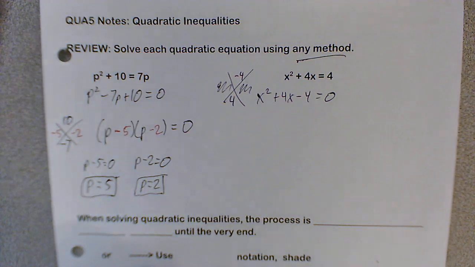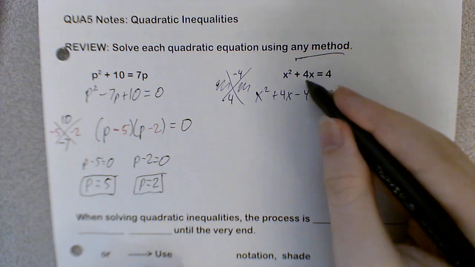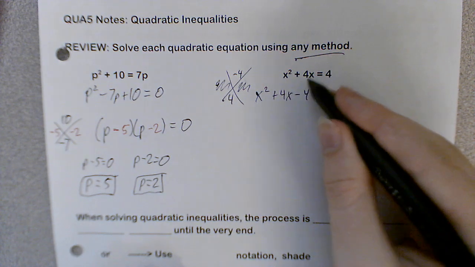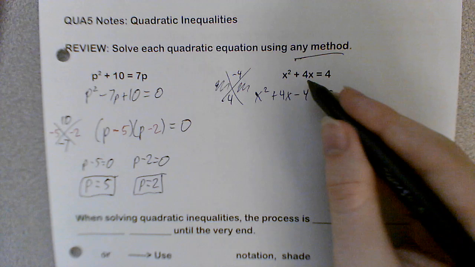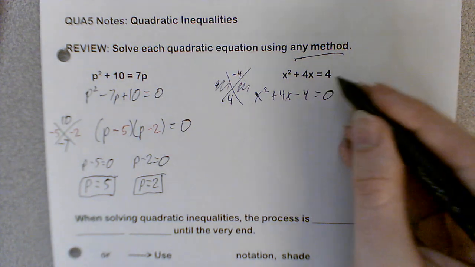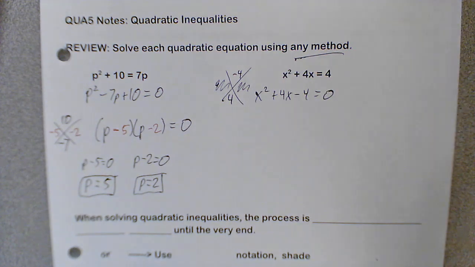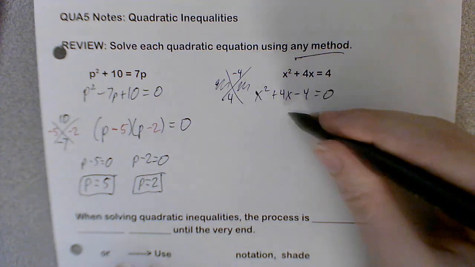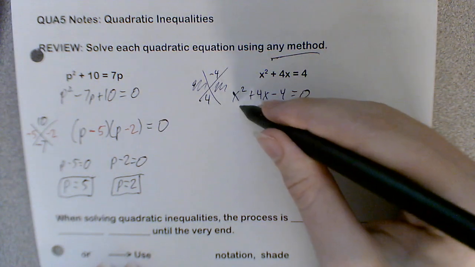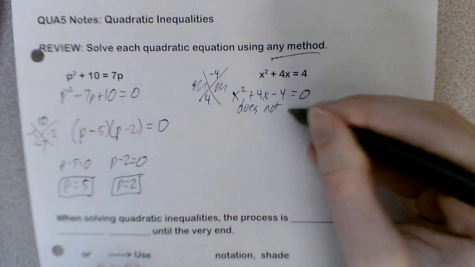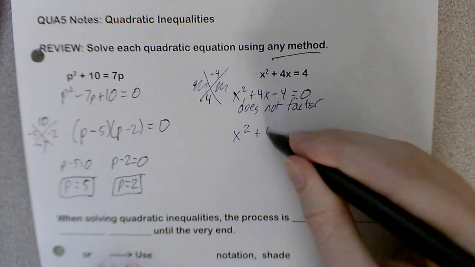So, if you want to use completing the square, that's what I would use here because this bx term is even, which means it can be cut in half very easily. And the leading coefficient is 1, and we already have a constant over here. So that's why I would use completing the square for this, but it is completely up to you. So it does not factor. And then we try this. We're going to try completing the square.